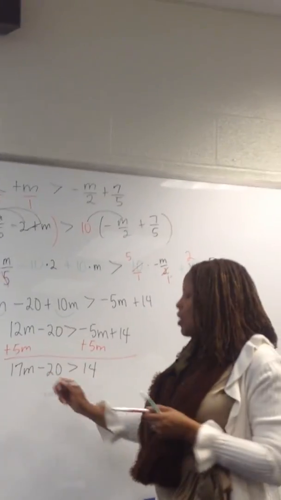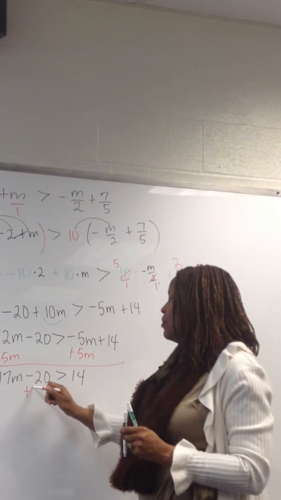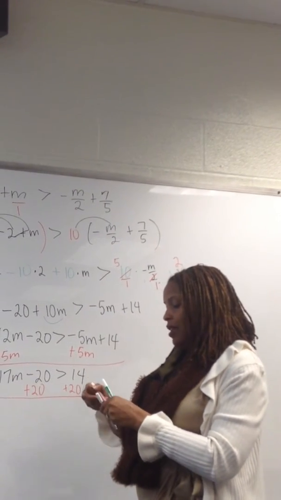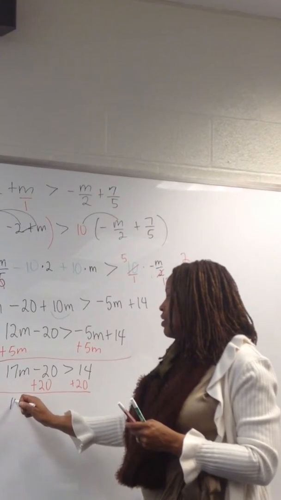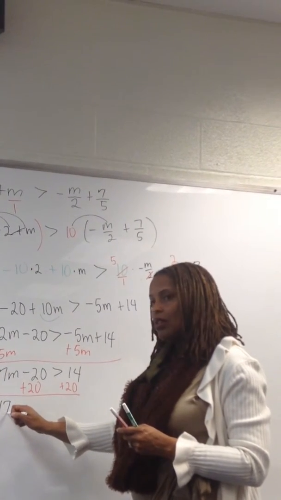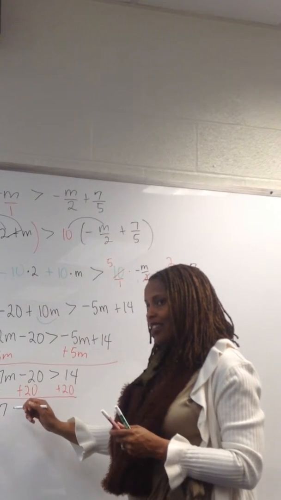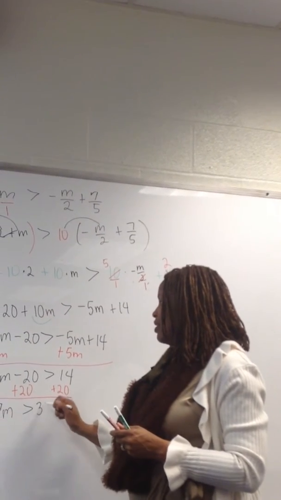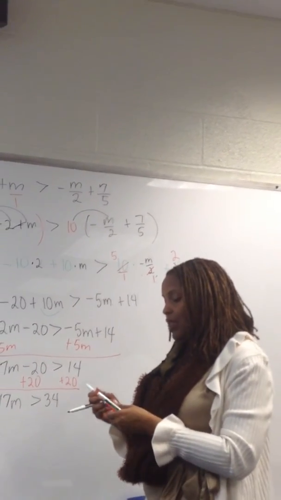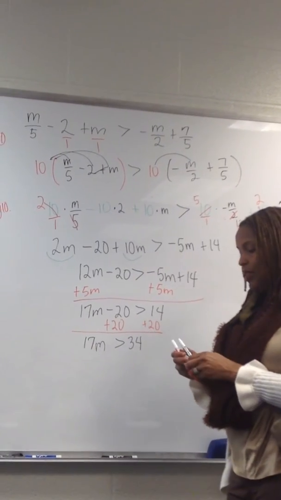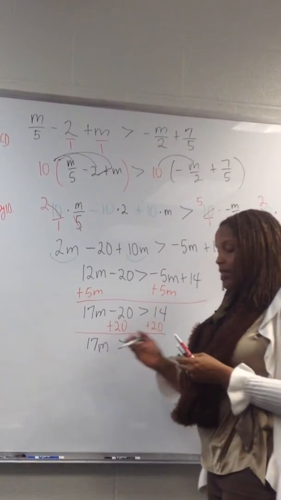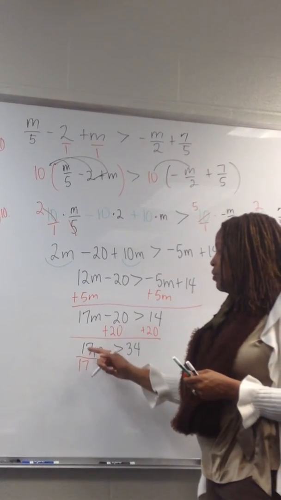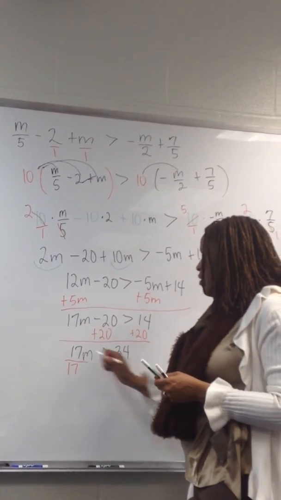Plus the 20. Plus 20 on both sides, because I'm eliminating the 20, so I add the opposite. I'm left with 17m is greater than 34, and then we want to get rid of the 17, right? D, what do I do? Divide by 17. You see that right, Jay? Because we talked about it. To eliminate the coefficient, you divide it out.